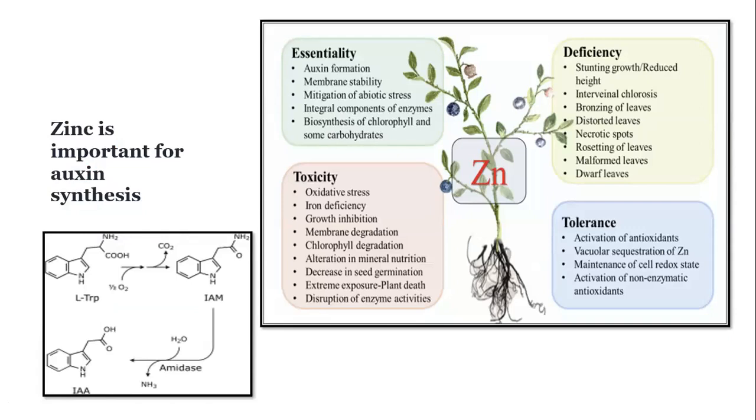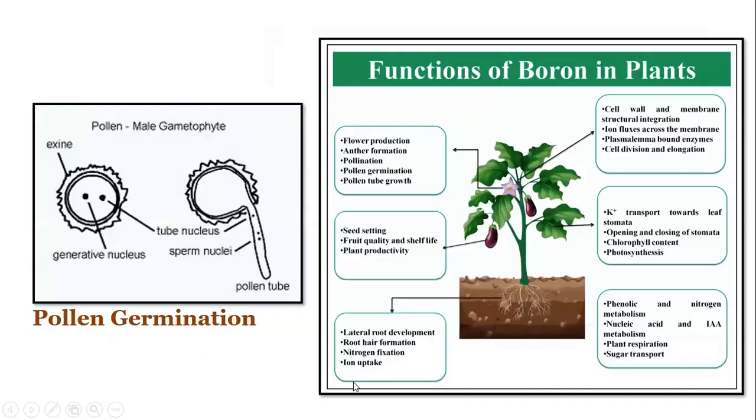And zinc is used for formation of the auxin indole acetic acid. Now, zinc is required for synthesis of the amino acid tryptophan, which is important for biosynthesis of indole acetic acid. You see, this is tryptophan, and zinc is required for synthesis of this compound, this amino acid basically. And from this, indole acetic acid is synthesized. So zinc is important that way.